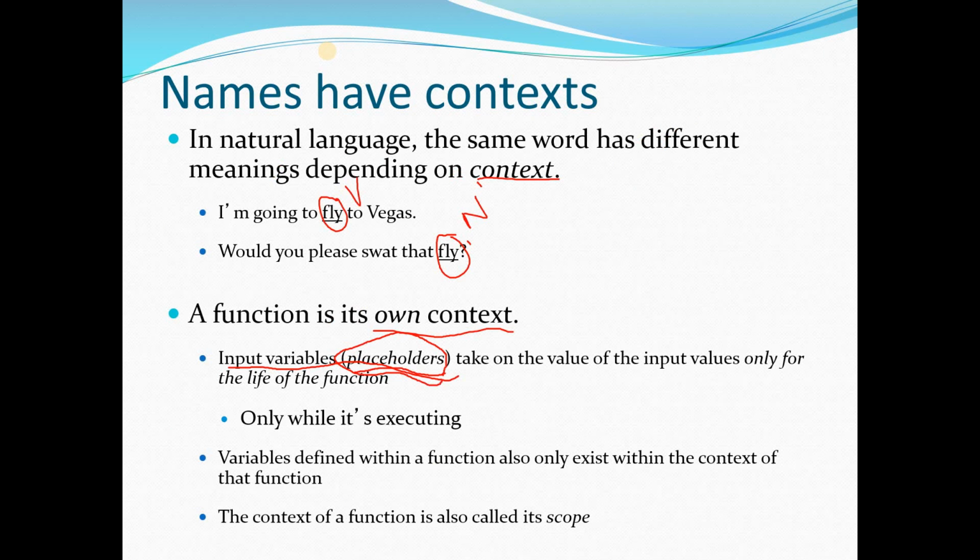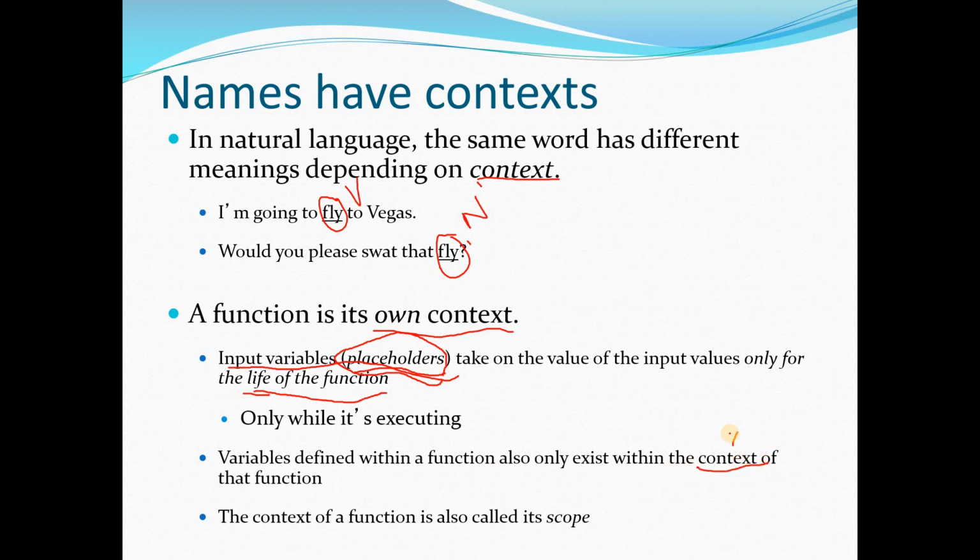So this is an important concept to remember. The variables that are defined inside the function exist for the life of the function. Till the function is there, these variables will exist. When the function finishes, the variables will also finish. So it happens only while it is executing. Variables that are defined within the function only exist within the context of that function, within the environment.